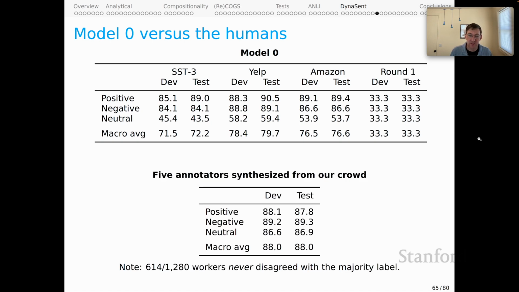Humans, by contrast, do extremely well on round 1. We estimate that the kind of F1 for humans is around 88%. And that's a high number, and it also arguably understates the level of agreement. So we note that 614 of our 1,200 workers never disagreed with the majority label. So this looks to us like a very high rate of agreement and consistency for humans on this resource.